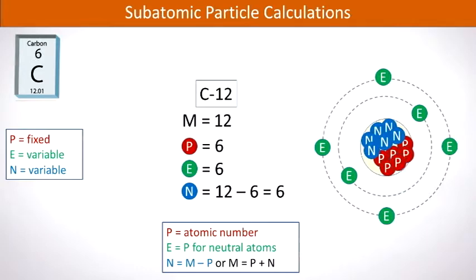And this is what it would electronically look like. You would have the nucleus containing 6 protons and 6 neutrons surrounded by 6 electrons.